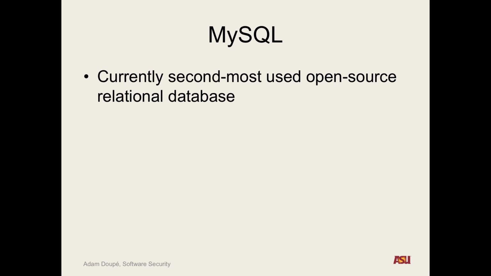So MySQL is currently the second most used open source relational database. So what is the first? Someone guess? Postgres? No. SQLite? What was it? Oracle DB? No. Also not open source, but definitely also no. SQL Server? No. Also not open source. SQLite. SQLite? Yes. Why SQLite? Oh, I don't know, I just guessed. Not only Android, also iOS. Yeah, every single one of our phones is running SQLite.